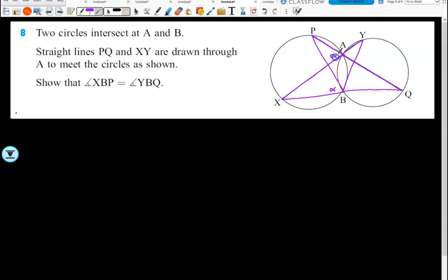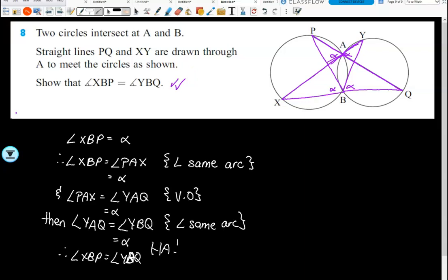PAX? That's great, but I now want to transfer over to the other circle. Vertically opposite, right? This is a cross line here, so that is also alpha. And then if that's alpha, angle subtended again. Yeah, that's also alpha, and therefore we've got that. I'll write it up. Again, just one version of how to write it up. Not the best, but that'll do.